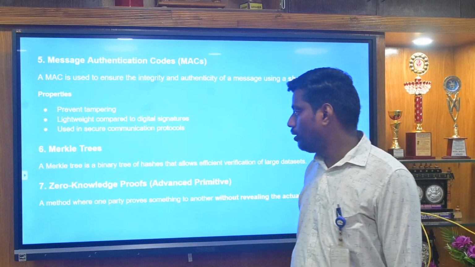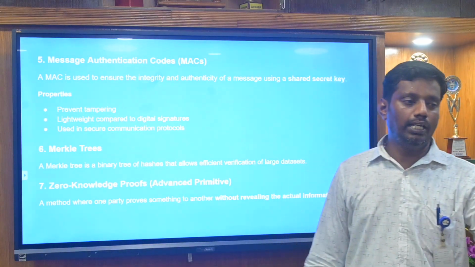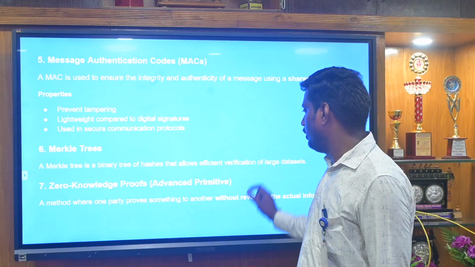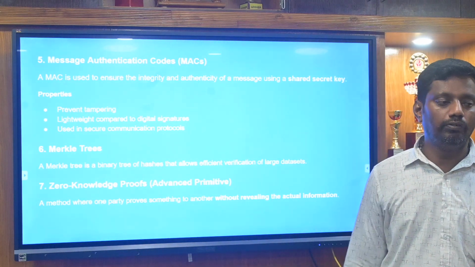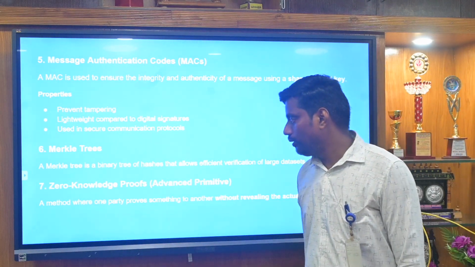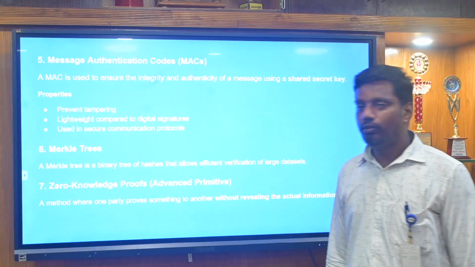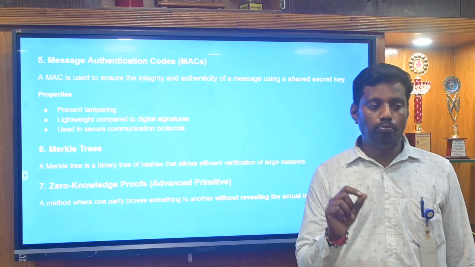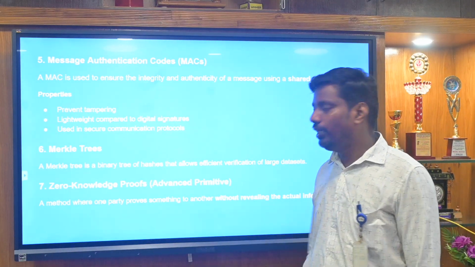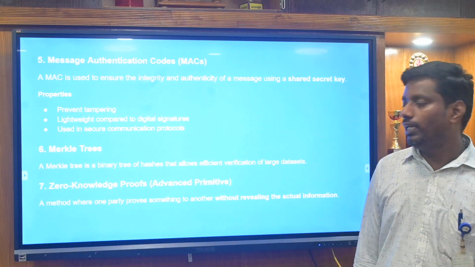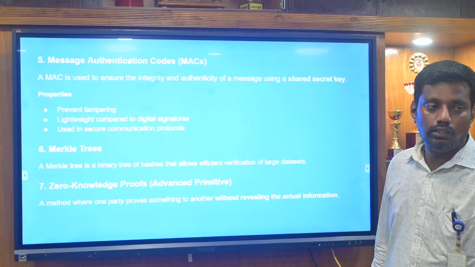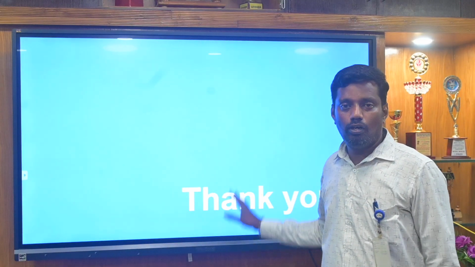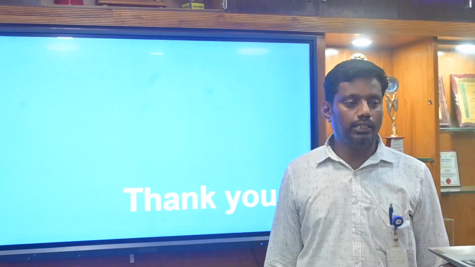The sixth one is the Merkle tree. The Merkle tree is a binary tree of hashes that allows efficient verification of large volumes of data sets. The last one is the zero knowledge proof, which is an advanced primitive. In this method, one party proves something to another without revealing the actual information. So this is about the primitives of blockchain architecture and so on.